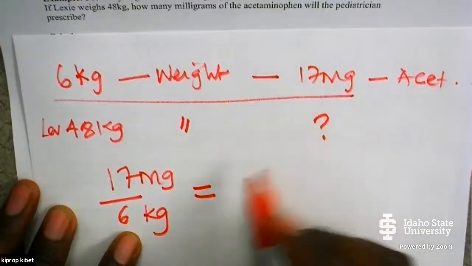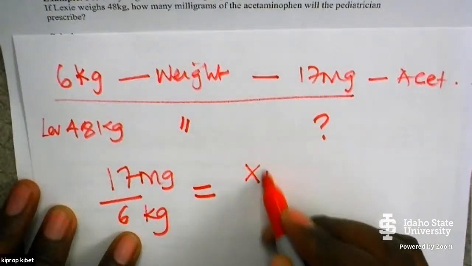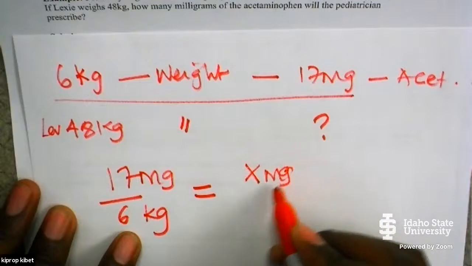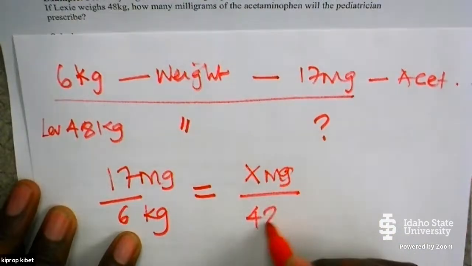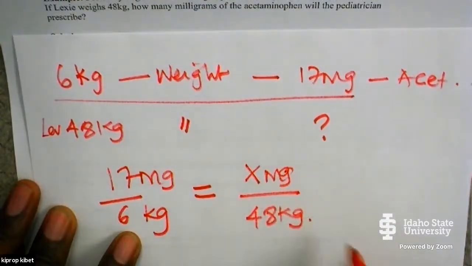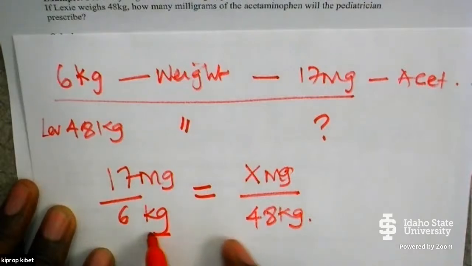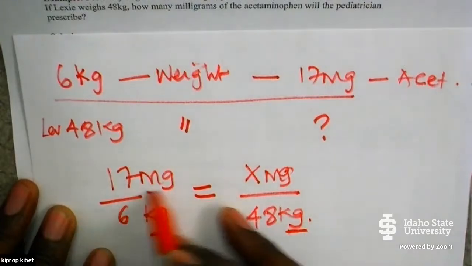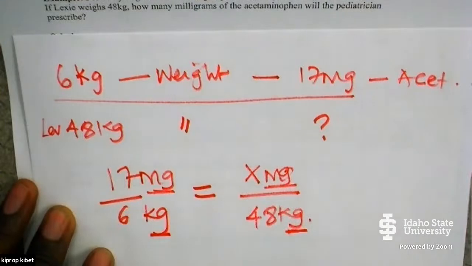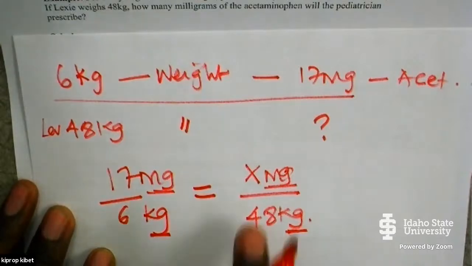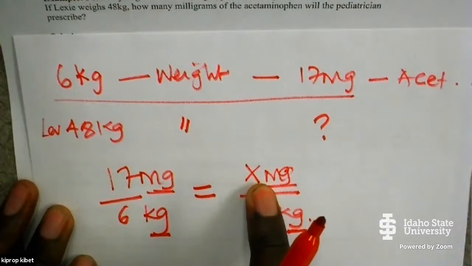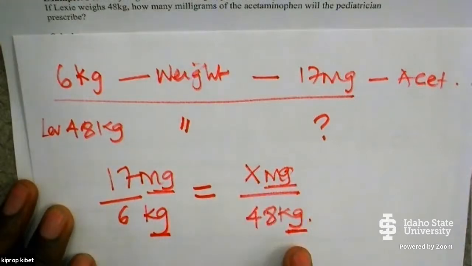So we can put this on x mg all over 48 kg. So these units, they should match. Then now you are able to get the value of x. So you get the value of x here.